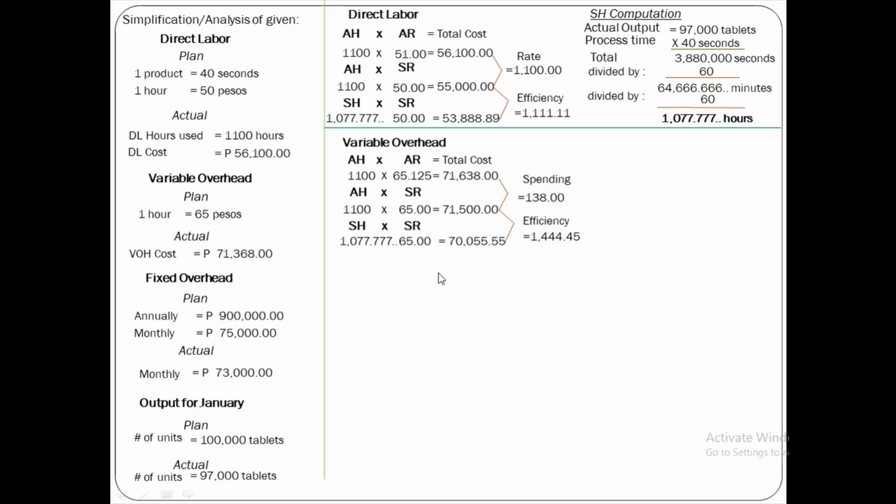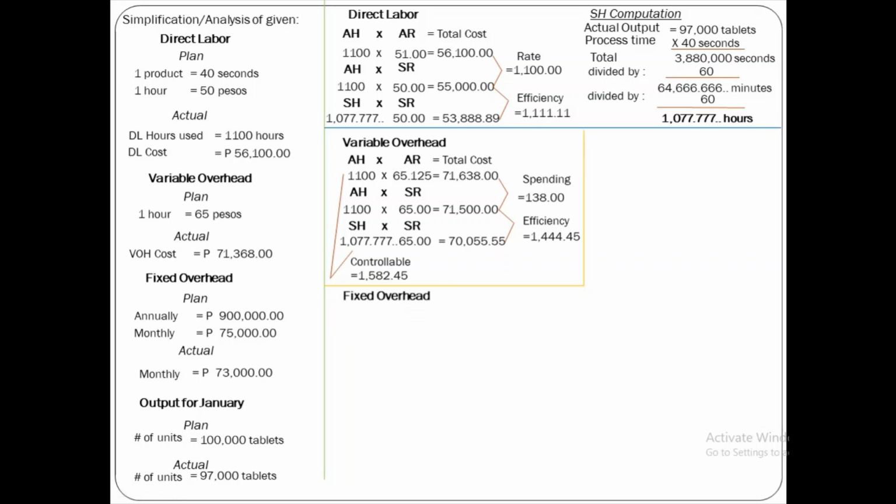However, there is a unique part in here in the variable overhead, because the first and the second amounts, so 71,638 and 70,055.55, if you're going to deduct them from each other, you're gonna arrive at 1,582.45 unfavorable, and that is what we call controllable. So there are three variances involved in the variable overhead. So that's it for the variable overhead.